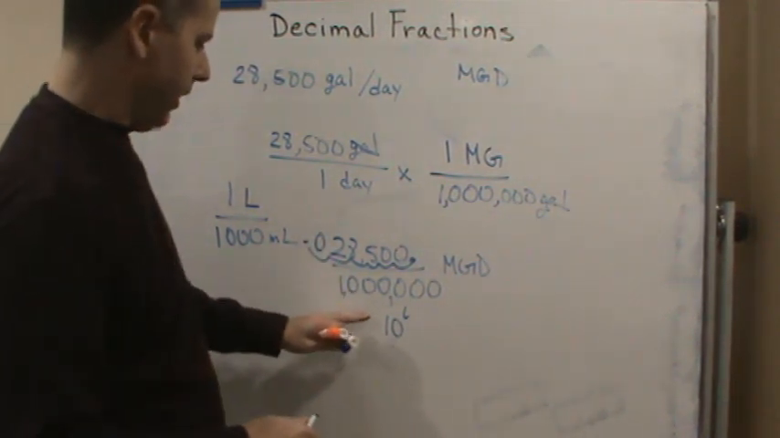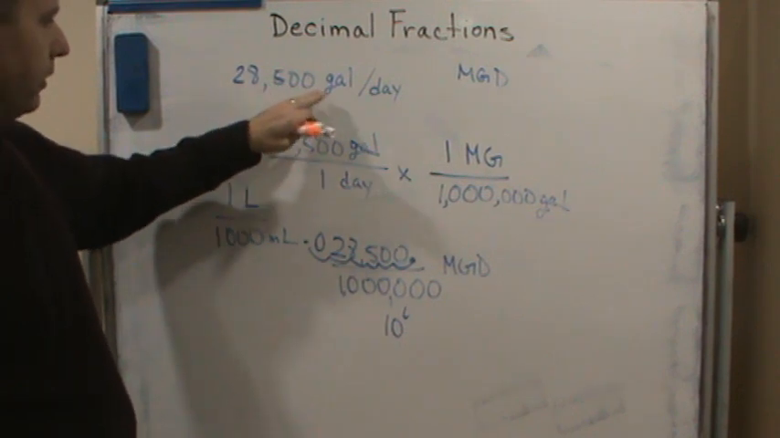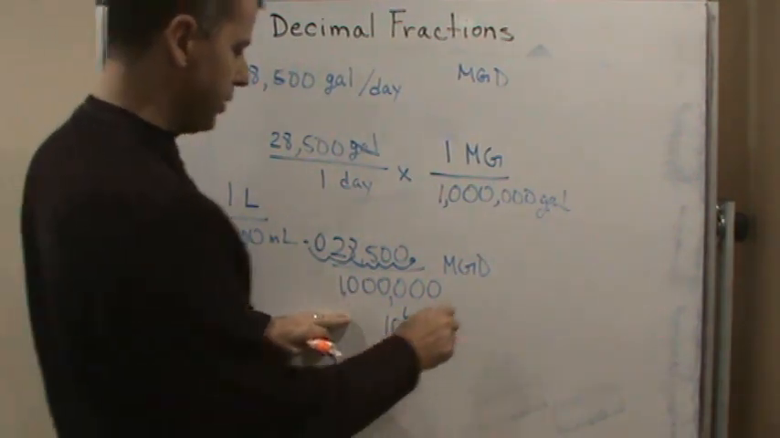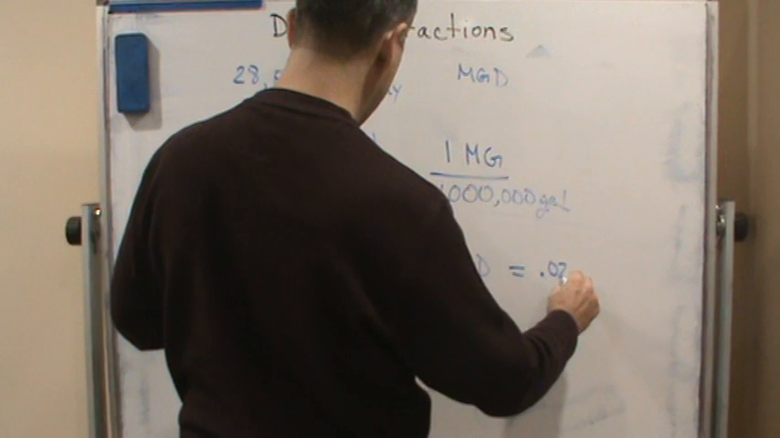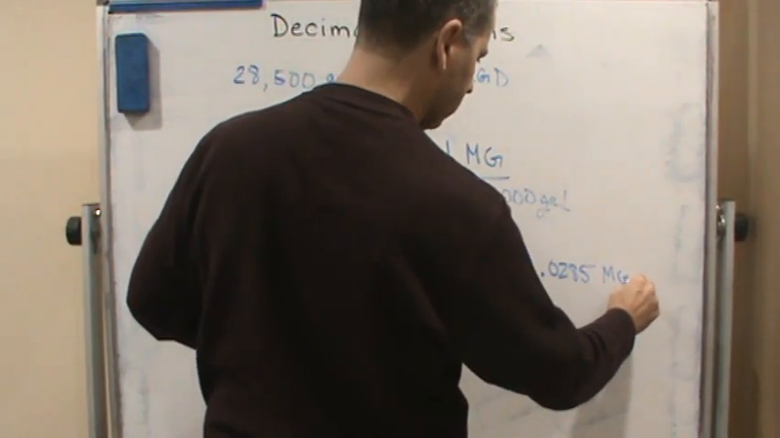So what's the answer? How do I go from 28,500 gallons per day to units of MGD? Well, I just did. So this is going to equal 0.0285 MGD.